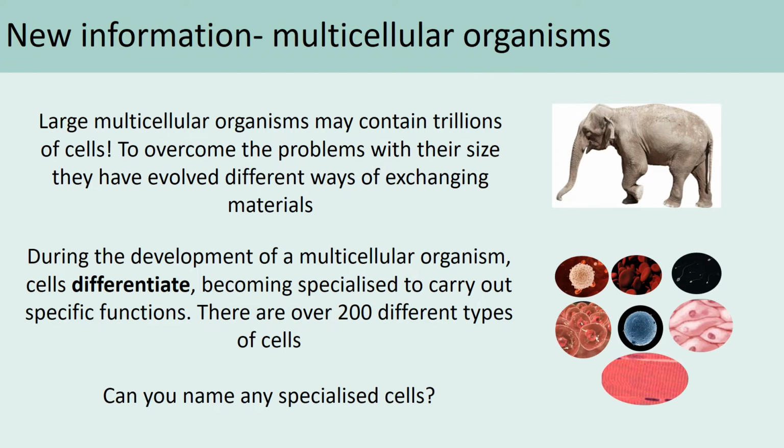There are some pictures that can give you a hint on the right-hand side. You've got egg cells, red blood cells, sperm cells, muscle cells, epithelial cells. All of those are specialized to perform a function.